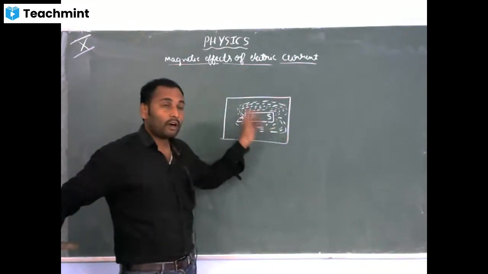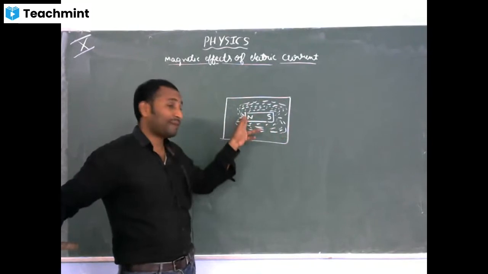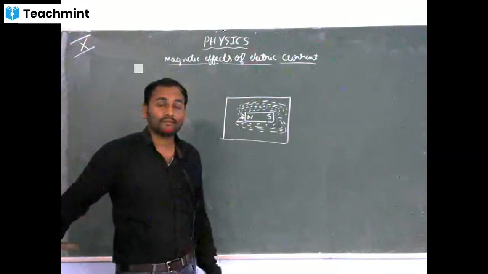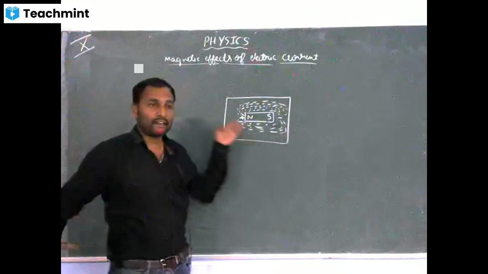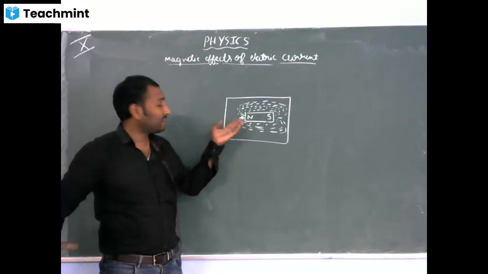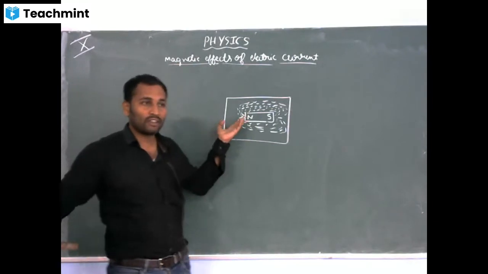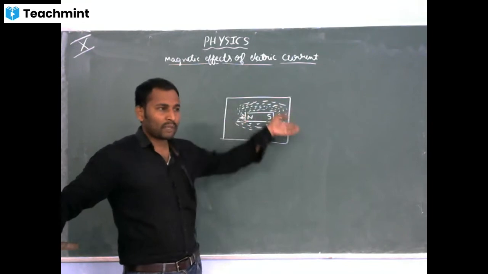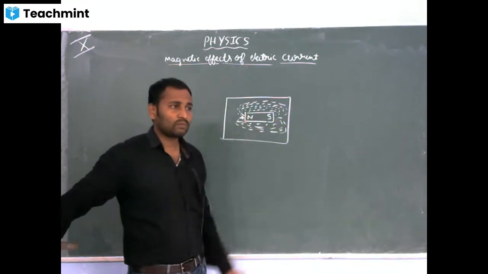But how do you get to know the direction of the magnetic field is from north to south? Can you say the direction here? Where will they diverge? North pole. Diverging from north to south. How?